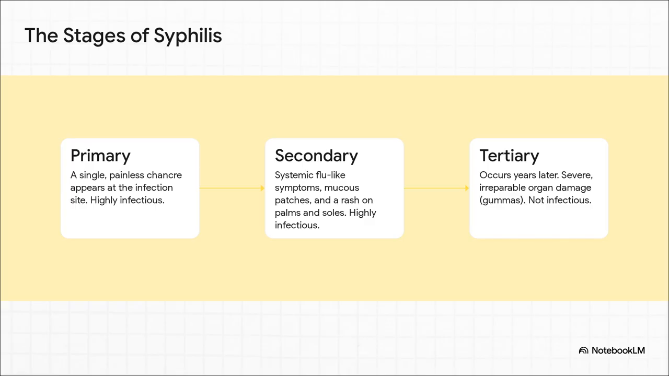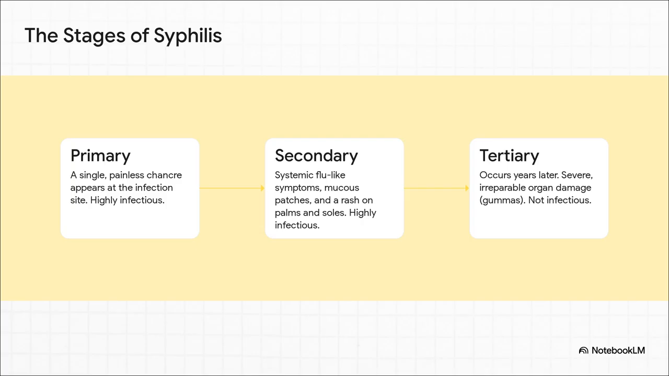Primary syphilis starts with a single, painless sore called a chancre. Then comes secondary syphilis. This is when it goes systemic all over the body, causing those flu-like symptoms and that classic telltale rash on the palms and soles. Both of these first two stages are highly infectious. If it's not treated, it can move on to the devastating tertiary stage years later, causing organ damage that you just can't reverse.